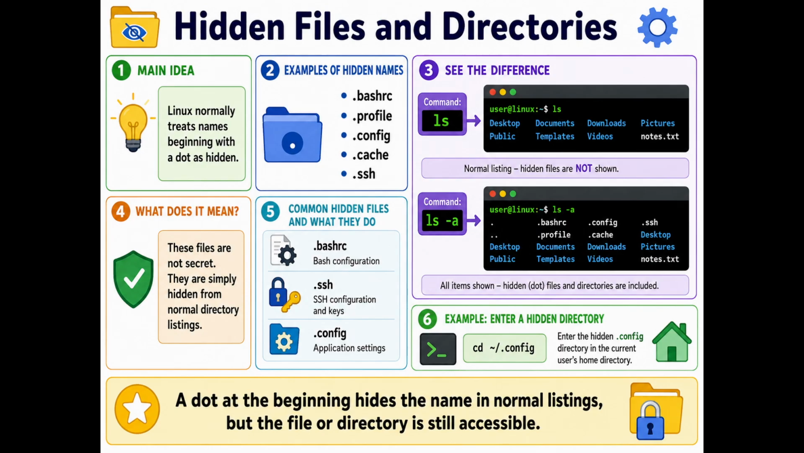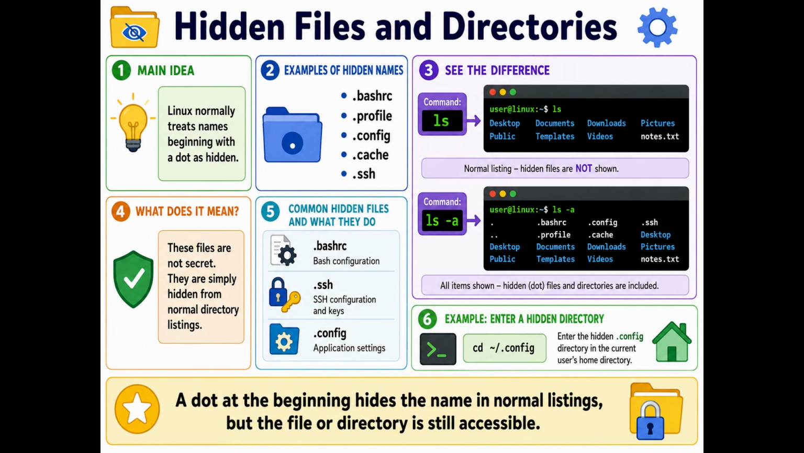Chapter 11: Hidden Files and Directories. Linux normally treats names beginning with a dot as hidden. Examples include .bashrc, .profile, .config, .cache, .ssh. These files are not secret. They are simply hidden from normal directory listings. Run ls, and they usually do not appear. Run ls -a, and Linux displays them.